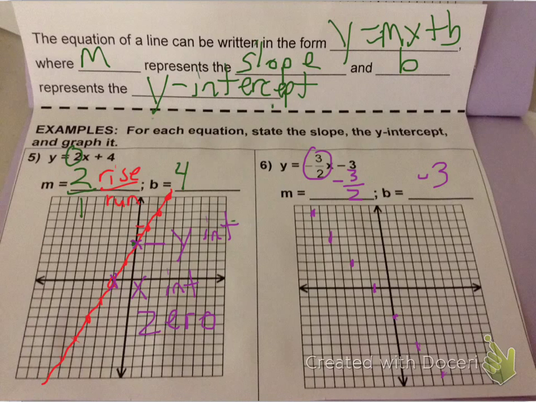So again, you see how I started at the y-intercept. I went down 3 over 2. So once you have all of your points, just draw a straight line through it. Again, the point where it touches the y-axis, that's your y-intercept. The point where it touches the x-axis, that's your x-intercept. You could also call your x-intercept your 0.